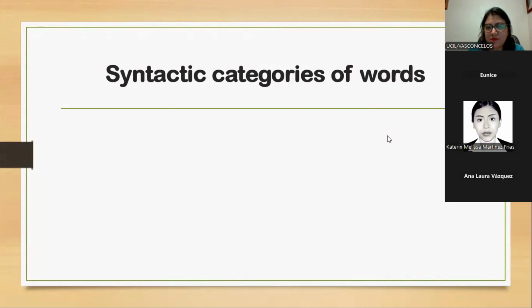I don't know if I'm right or not, but I think it is the nouns, the pronouns, the verbs, adjectives, prepositions, adverbs.